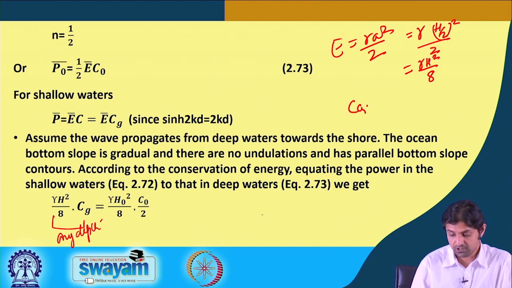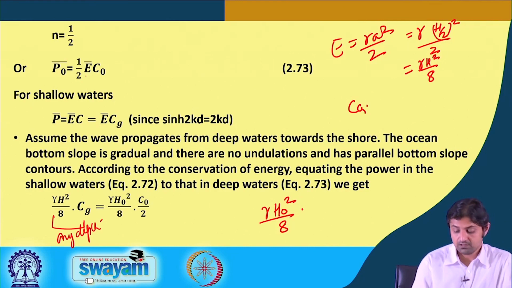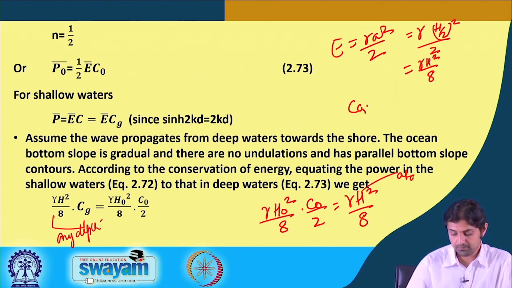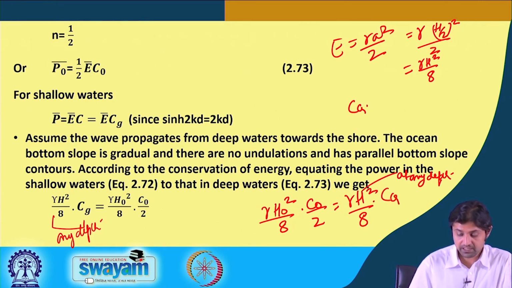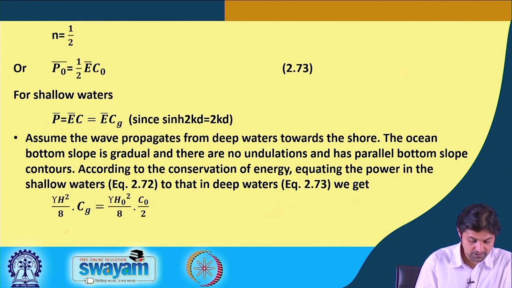So, in deep water it will be gamma h naught square by 8, where h naught indicates the wave height in deep water, multiplied by Cg, which we have already seen is C naught by 2. And this will be equal to gamma h square by 8, where h is the wave height at any depth where we want to calculate, multiplied by Cg. This is what this equation is all about.